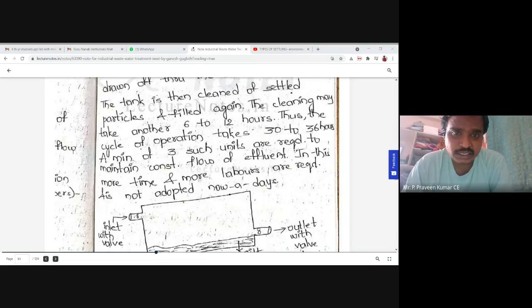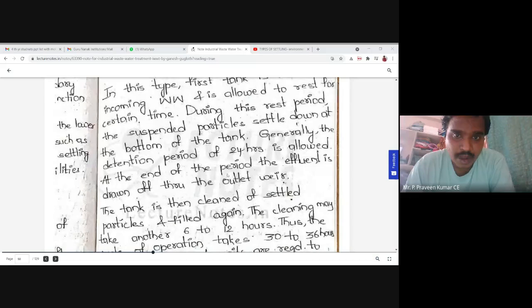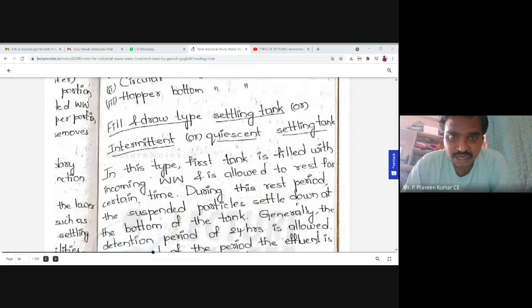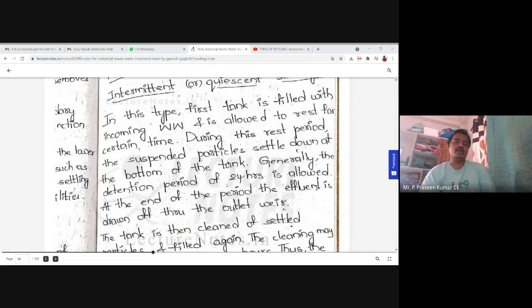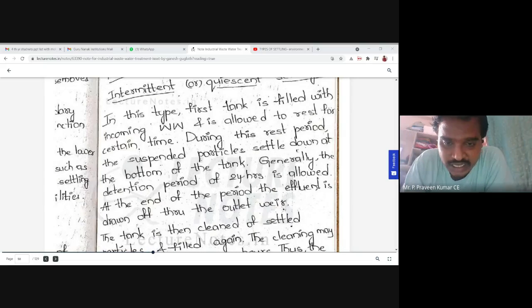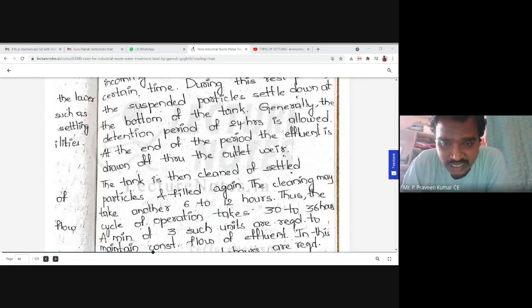This is a simple process of how we remove the particles in the fill and draw type. We feed the water into this intermittent tank, and the water is not disturbed for 24 hours. After 24 hours, the particles settle at the bottom of the tank and the remaining water is removed. Now the settled particles, that is the silt or sludge, should be removed or cleaned.